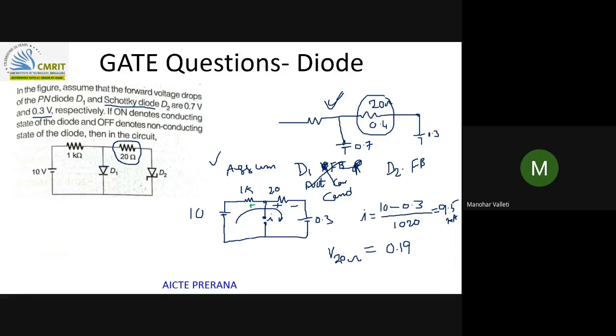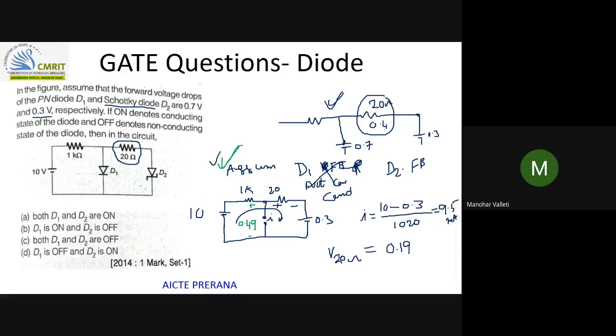This voltage is 0.49, which is less than the cut-in voltage, right? It is less than the cut-in voltage, which means whatever your assumption, that is correct only. So these are the options. Now tell me which one is the answer. D, sir, D. D, right? So diode D1 will be off and D2 is on.